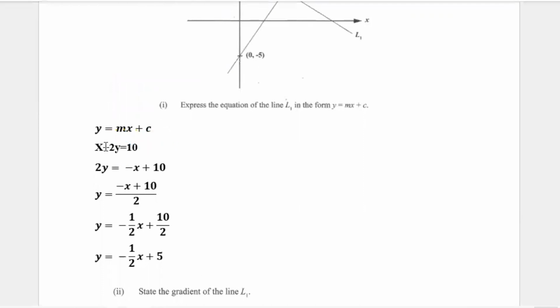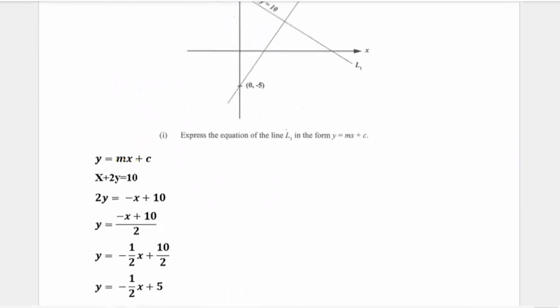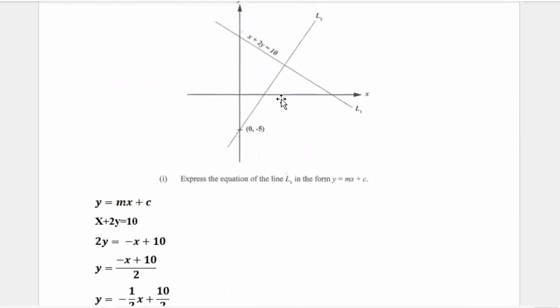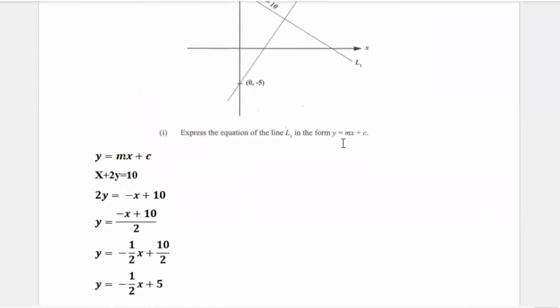This equation, x plus 2y is equal to 10, was given in the question. The general formula for the equation of a straight line is y is equal to mx plus c. They ask you to rewrite this equation in this format.